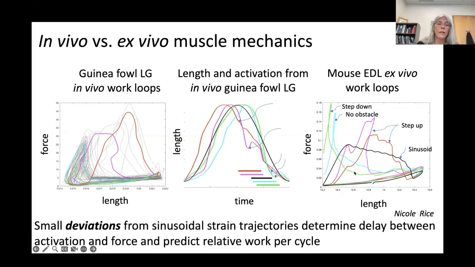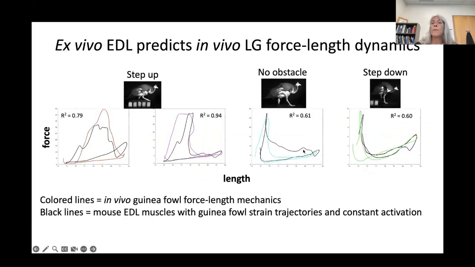And so if we look at the next slide, you can also see that there's a very good correspondence between the ex vivo and in vivo work loop shapes. And there's also a very good correspondence between the delay between when the activation starts versus when the force rises, right? So even with constant activation, we get a pretty good correspondence between the in vivo and the ex vivo work loops. And I just want to point out that we'd get a much better correspondence, and I'll show you some data relating to that in a minute, if we were to match the activation to the actual in vivo activation that was observed in these different strides.